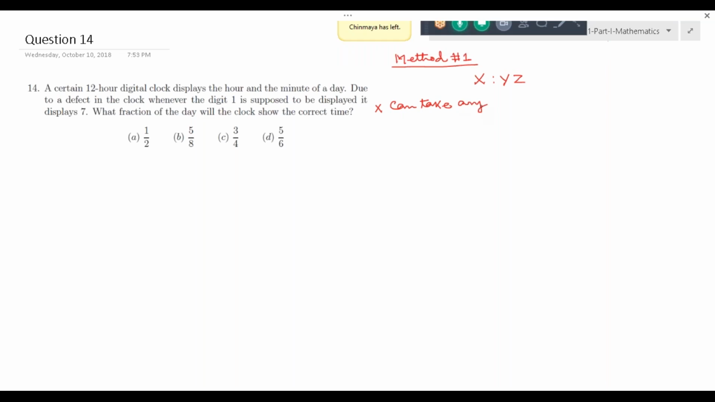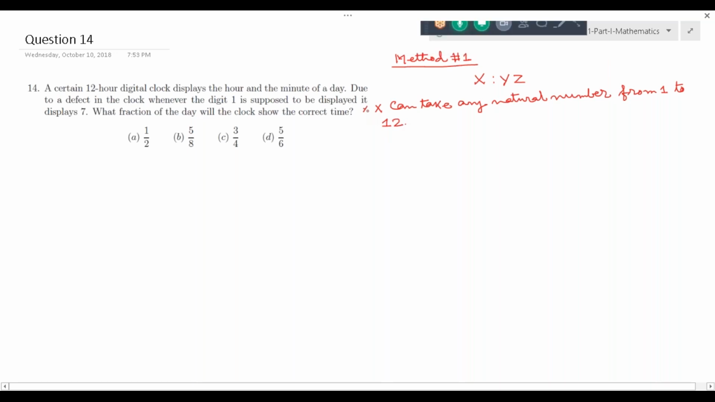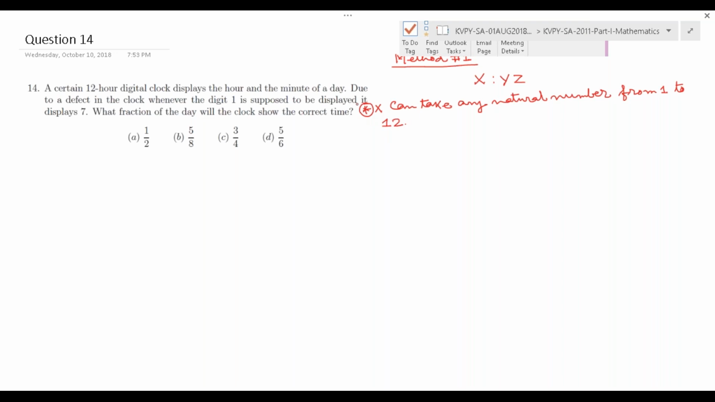Now X can take any natural number from 1 to 12. I hope you got it, because it is the hour, both in the daytime and in the night time, so it can take values from 1 to 12, which is 12 in number.